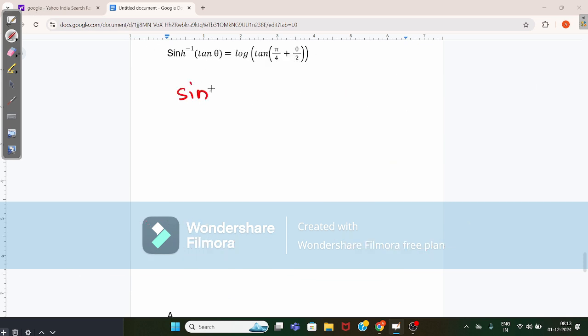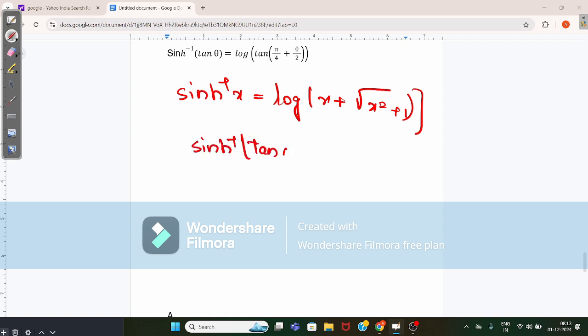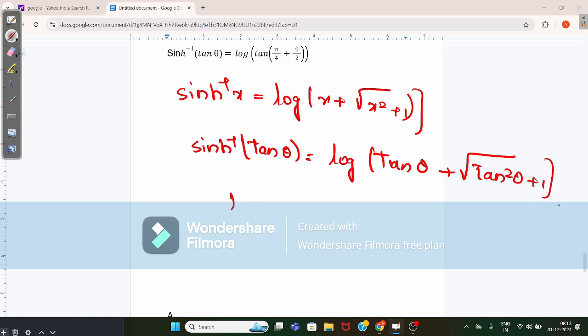Consider the formula: sinh inverse x gives the value log of x plus root of x square plus 1. This can be written as sinh inverse tan theta is equal to log of tan theta plus root of tan square theta plus 1. So tan square theta plus 1 equals secant square theta. So this can be written as log of tan theta plus secant theta, since the square root of secant square theta gives secant theta.